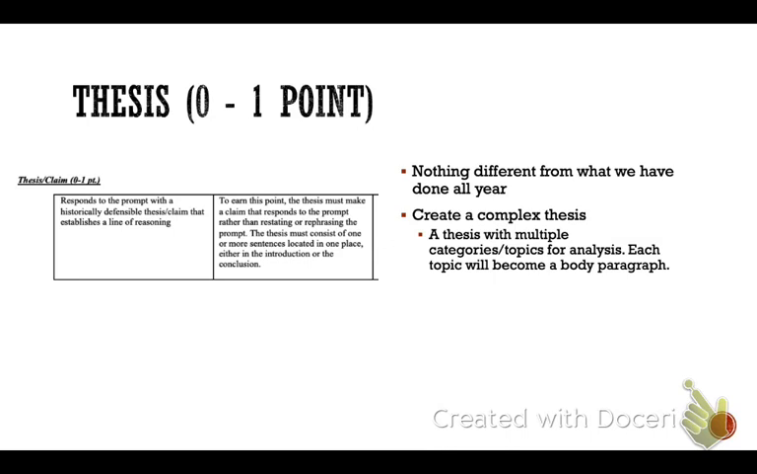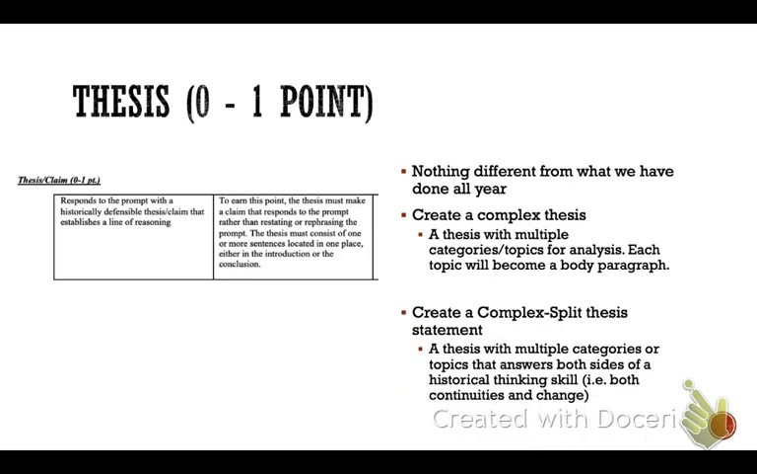So for instance, if it's a causation essay, you're writing about multiple causes of an event, right? So that is a very complex answer that shows nuance and understanding of the history, that not just one thing ever caused anything. Now, another one we're looking to create might be a complex split thesis statement. So remember, this is a thesis statement where, again, you have multiple categories or topics, but instead of just answering the question that's asked, you answer both sides of the historical thinking skill. So for instance, if the question asks you about change, your thesis will also have a topic about continuities. And so again, this shows nuance and understanding by splitting your thesis into the 2 different skills.